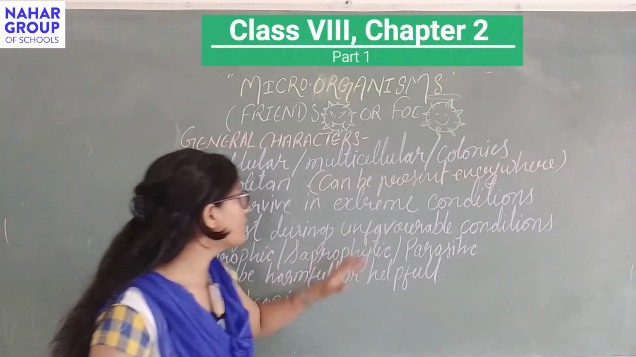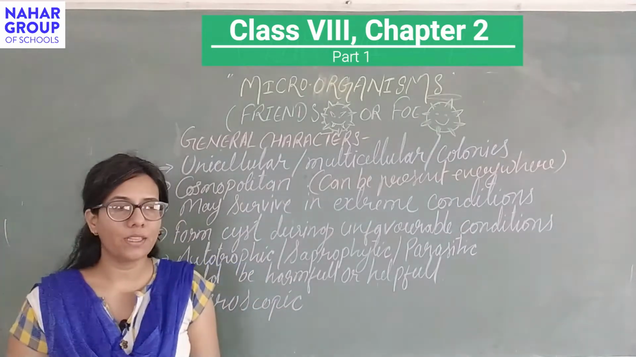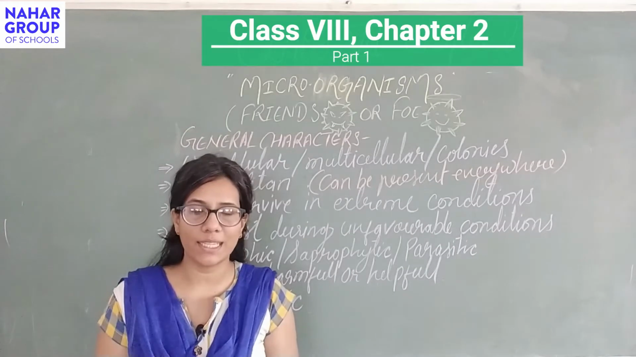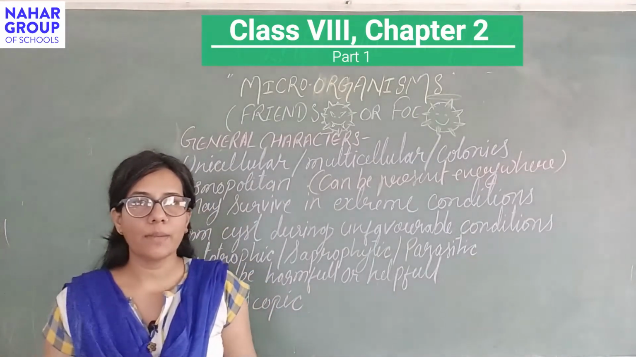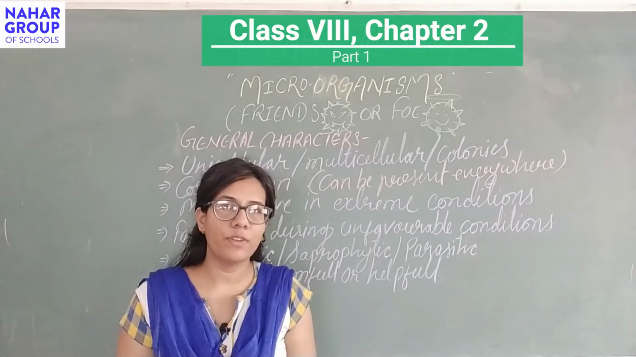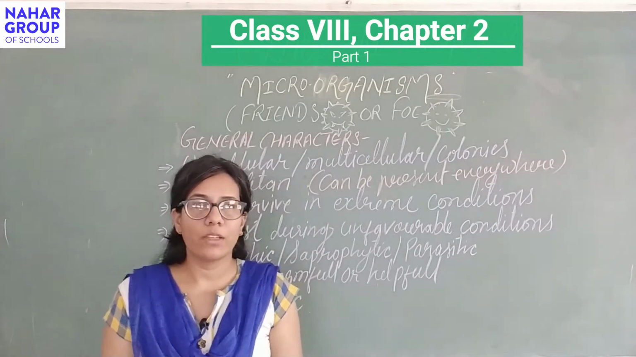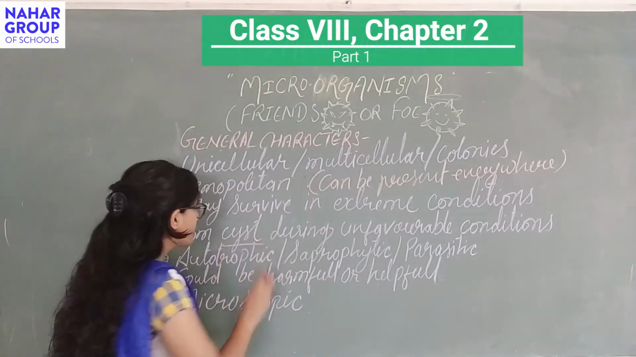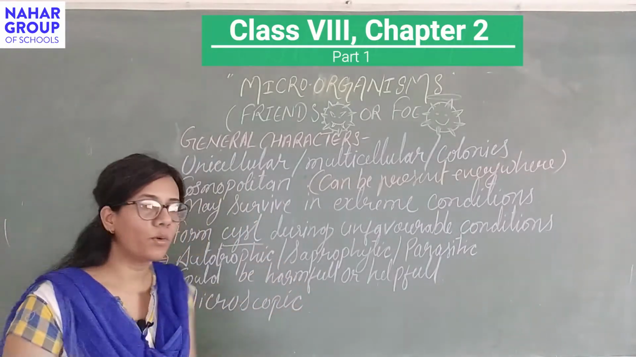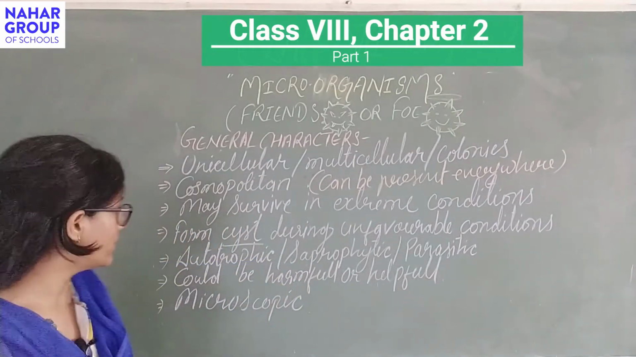They form cysts during unfavorable conditions. Whenever they find an unfavorable condition, for example, the optimum temperature of a microorganism is 40 degrees Celsius, but the temperature around it becomes around 50 degrees Celsius or more, then these microorganisms will make a cell covering, which is called a cyst. Whenever favorable conditions come back, the cyst will be broken down and these microorganisms will be released, even in more numbers.